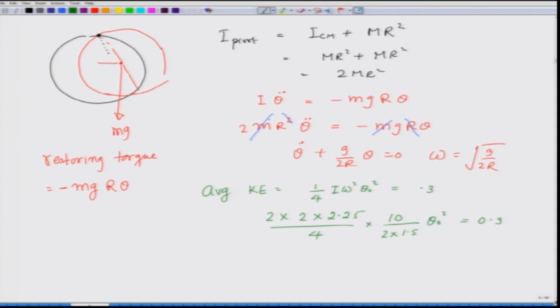So, this gives me theta 0. Let us cancel a few terms. 1.5 goes with this and gives me 1.5. 2 goes with this 4. This 2 goes with this 5. So, I get theta 0 square is equal to 0.3 over 5 times 1.5. This 0.3 gives me 5 again. So, 1 over 5, or theta 0 is equal to 1 over 5 radians, which is 0.2 radians, and that is the answer.